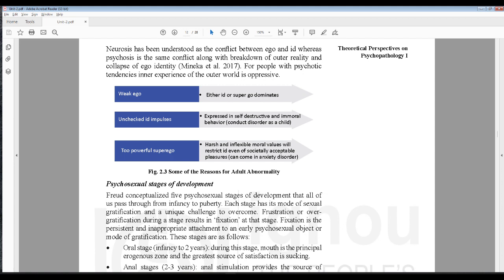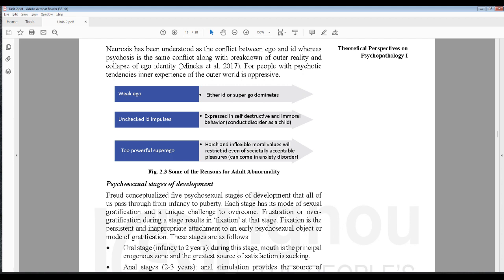Freud conceptualized 5 psychosexual stages of development that all of us pass through from infancy to puberty. Each stage has its mode of sexual gratification and a unique challenge to overcome. Frustration or over-gratification during a stage results in fixation at that stage. Fixation is the persistent and inappropriate attachment to an early psychosexual object or mode of gratification.